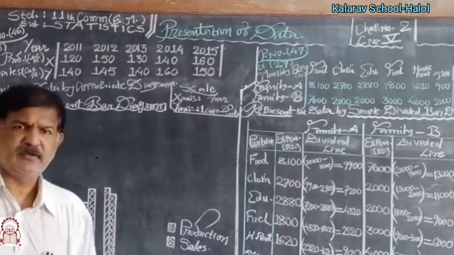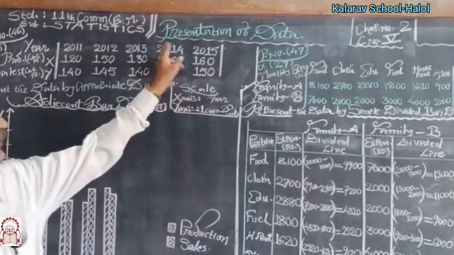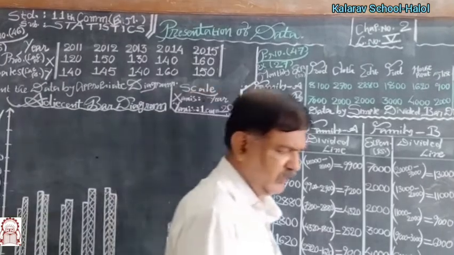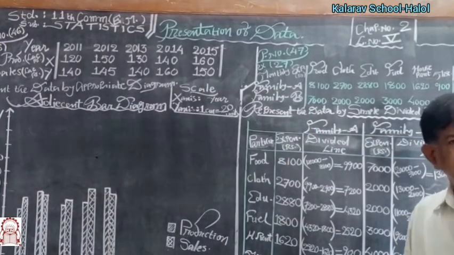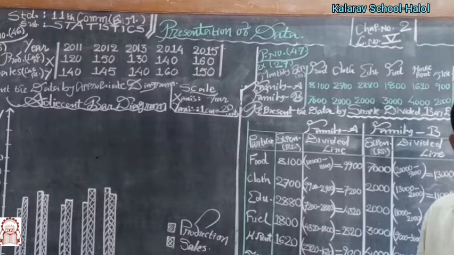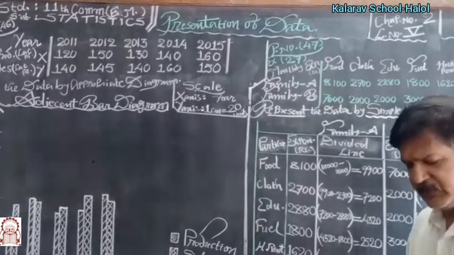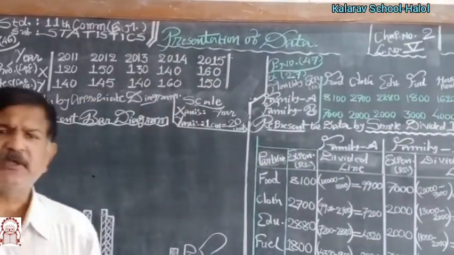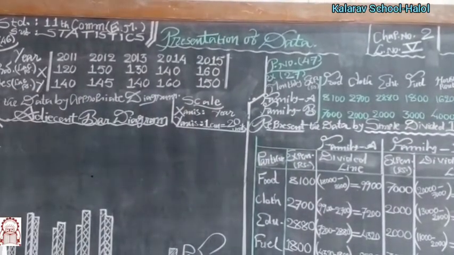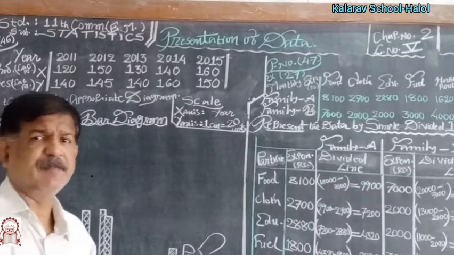11th Commerce, Chapter 2, that is presentation of the data. In the last slide of this chapter we saw presentation of the data by tabulation, the table method, and how to prepare simple and complex tables. Now in this chapter we are going to see the presentation of the data by using diagrams and graphs.